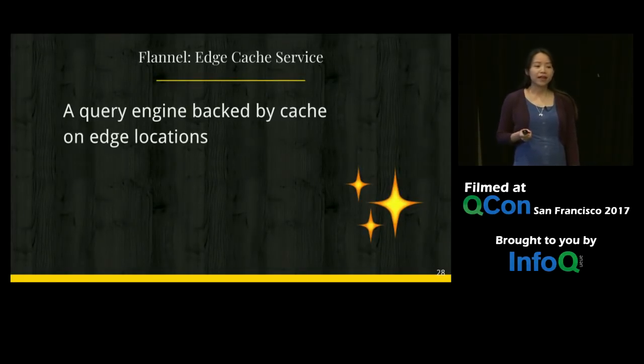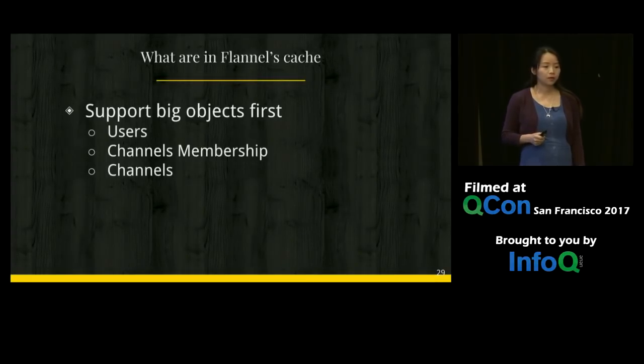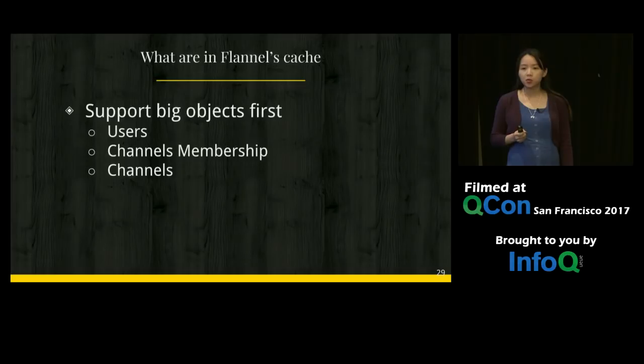In short, Flannel is a query engine backed by cache. It sits on the edge locations. We examined the objects in the initial payload and moved the biggest object out first, so users, and then comes channel membership and channels.